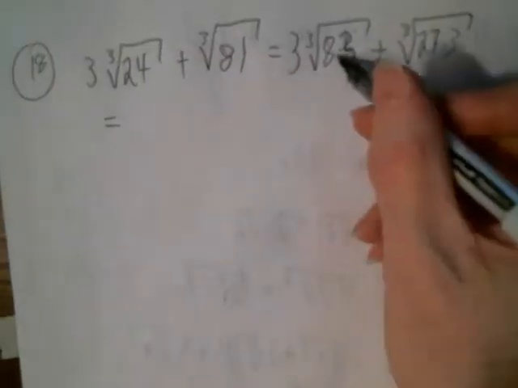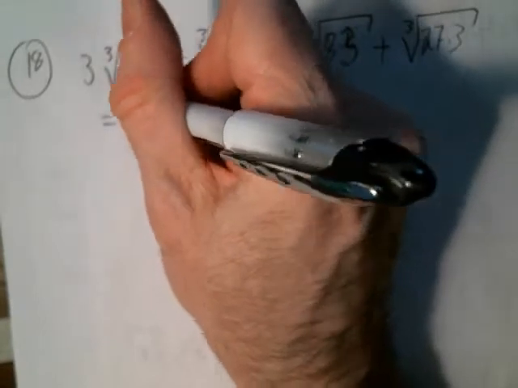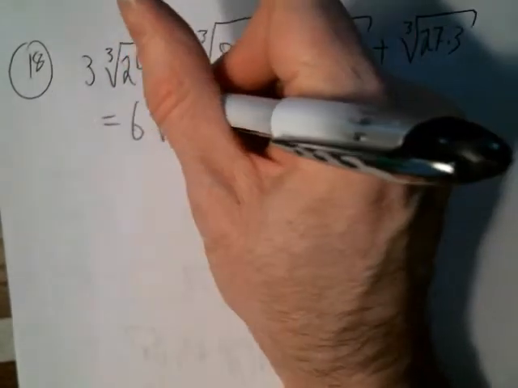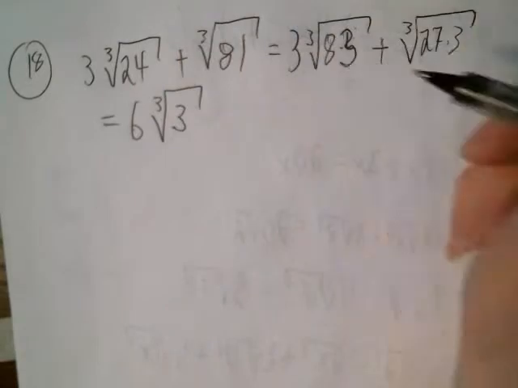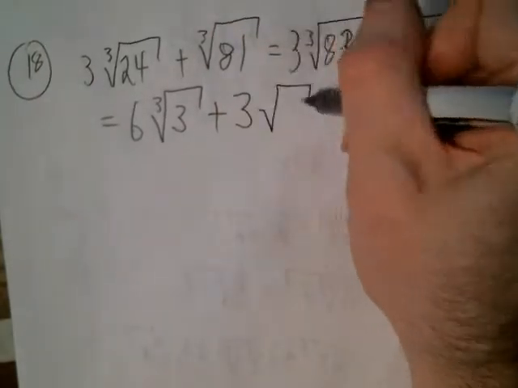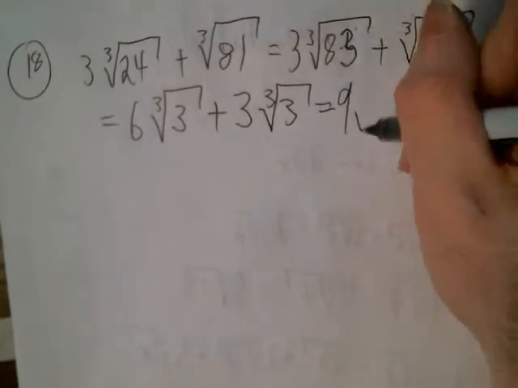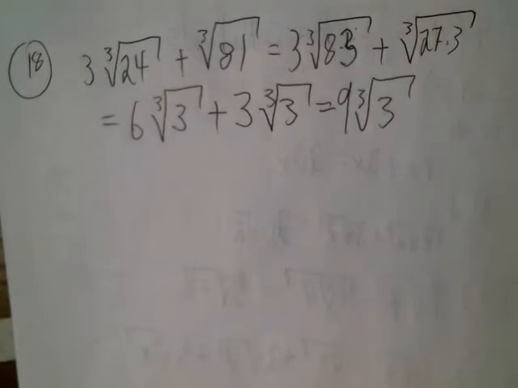So in this guy, I can march out the cube root of 8, which is 2, so that would be 3 times 2 is 6, times the cube root of 3, plus the cube root of 27 is 3, times the cube root of 3. 6 plus 3 is 9, and then times the cube root of 3, and that's it.